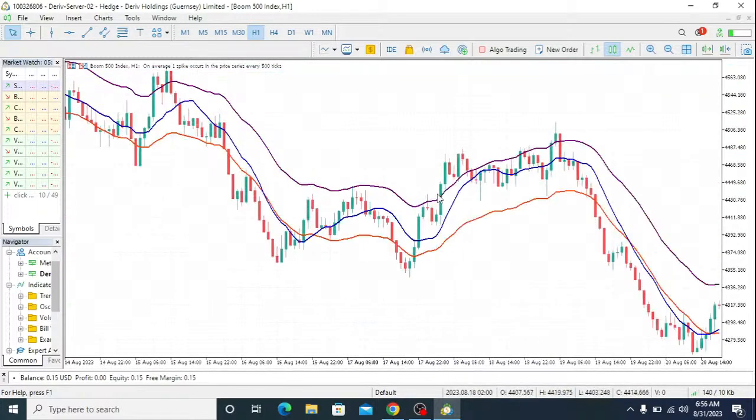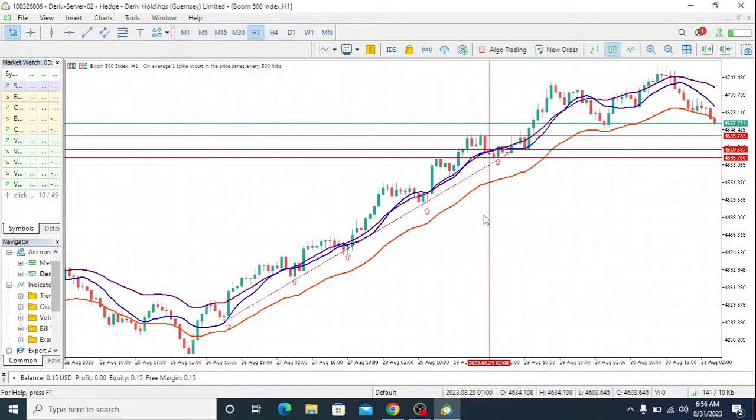Alright, our case study today is going to be on Boom 500, but today we'll be touching other places. This is the current market of today.